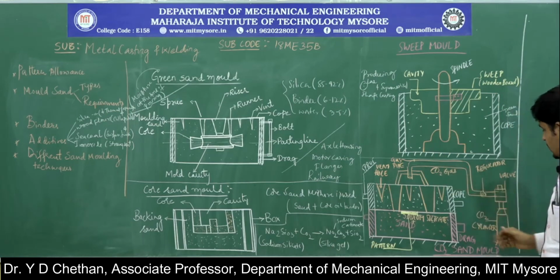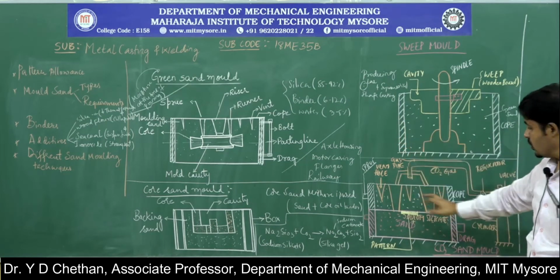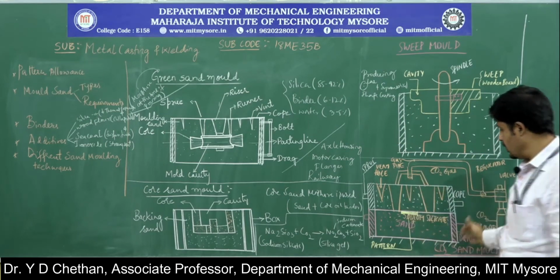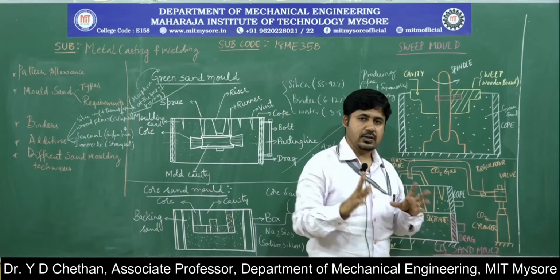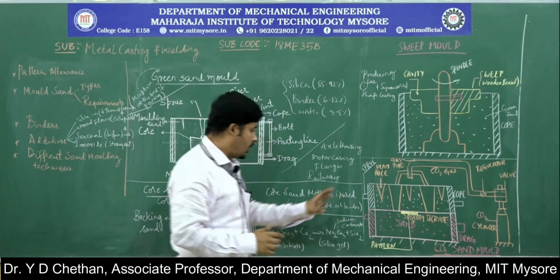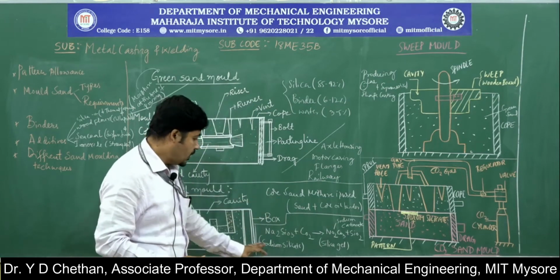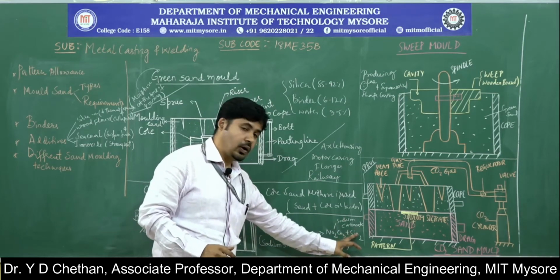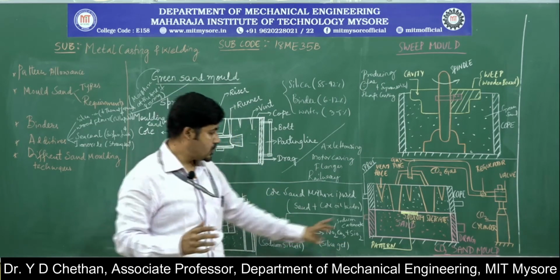Then the next concept is the carbon dioxide sand molding technique. Here the setup remains the same: as usual cope, drag, pattern, sprue, and vent. For that we supply carbon dioxide gas. Why must we supply carbon dioxide gas? Because it reacts with sodium silicate. This is a chemical reaction: sodium silicate combines with carbon dioxide, leading to sodium carbonate plus silicon dioxide, which forms silica gel. This silica gel binds the particles of the sand.